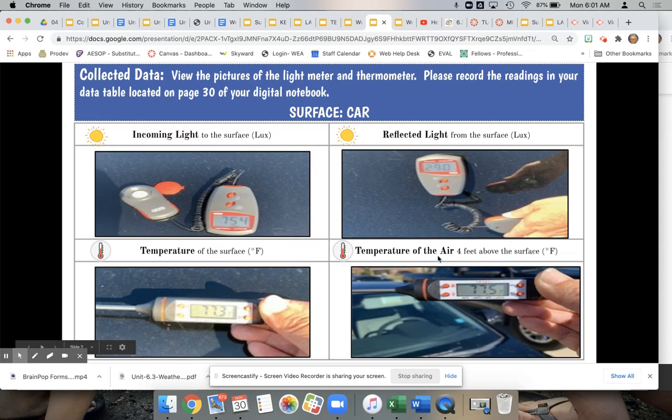So students are able to go through and for each different location, each different surface area, they have different collected data. They need to view the pictures of the light meter and thermometer and then record the findings on the data table on page, this should say 33 of their digital notebook, so that needs to be updated. So we have our incoming light and then reflected light. So students are writing these values in their notebook on that page 33, and then the temperature.